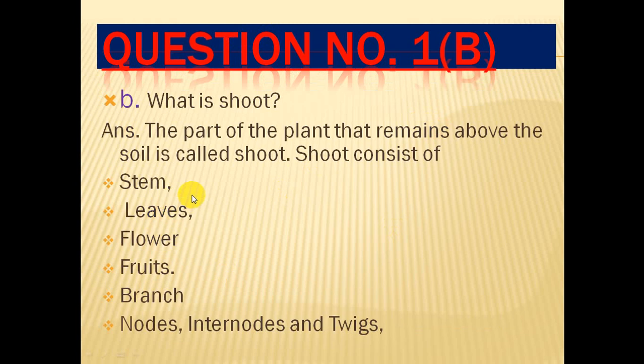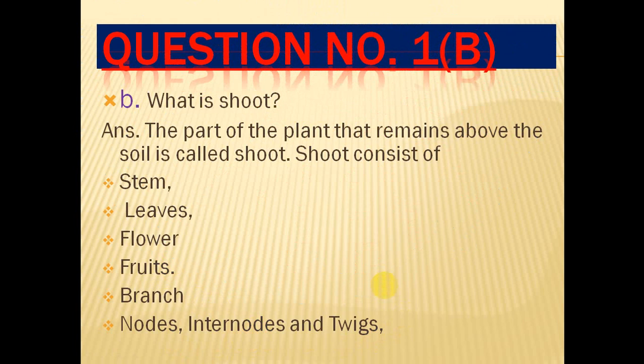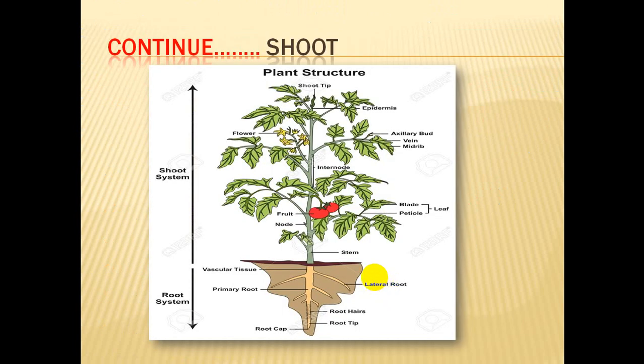If we go to question number B: what is shoot? The part of the plant that remains above the soil is called shoot. Shoot consists of stems, leaves, flowers, fruits, branches, nodes, internodes and twigs. If we see the pictures, we can easily understand things very nicely.